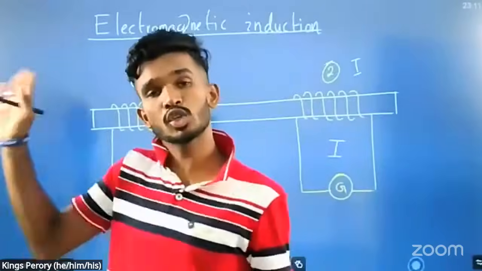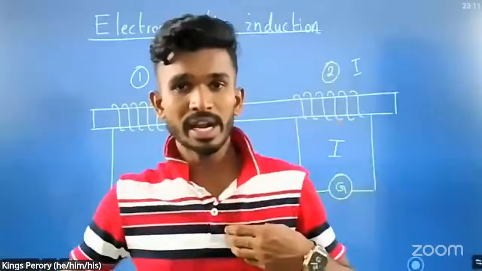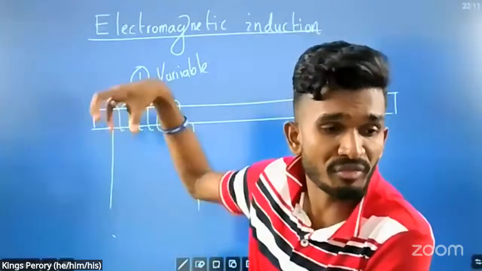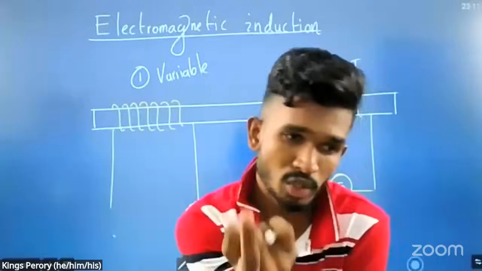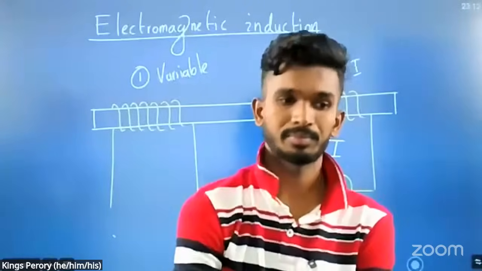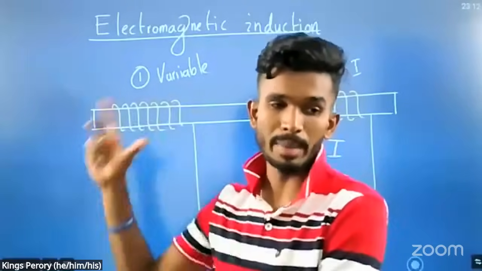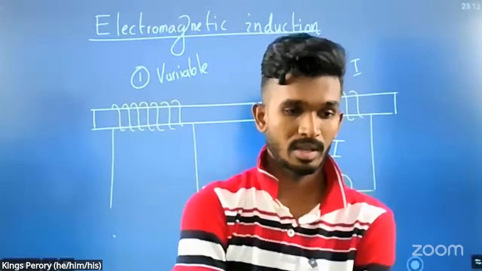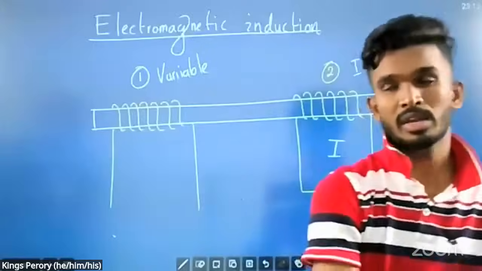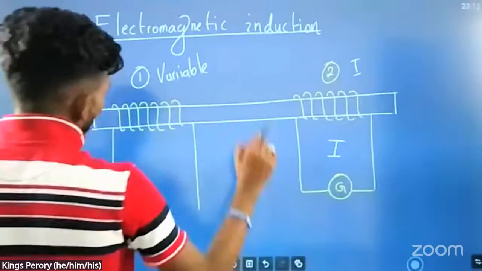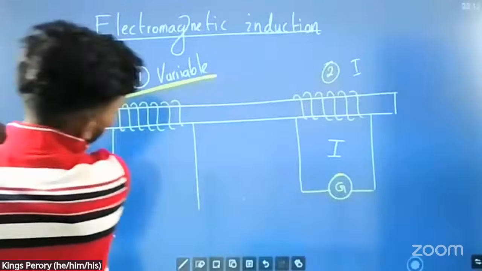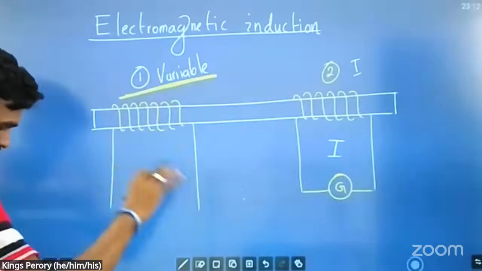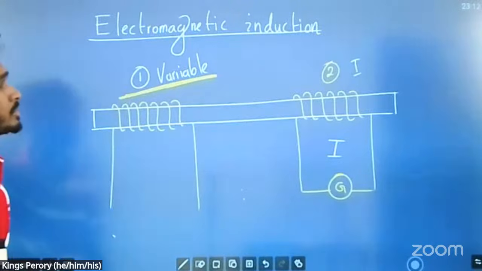Why do I say there should be a variable magnetic field? In electromagnetic induction, the motion between the magnet and the coil should be a relative motion. There should be a relative motion. The relative motion is gained by giving a variable magnetic field. Those who don't understand relative motion, don't worry about it. It's a deep concept. In the theory classes, I have done it deeply.